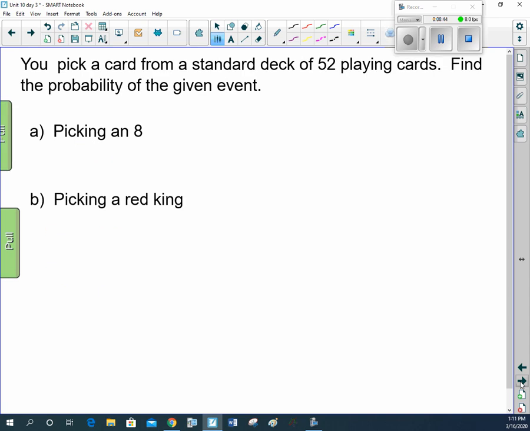Okay, you pick a card from a standard deck of 52 playing cards. Find the probability of the given event. So find the probability of picking an 8. Okay, well, what's our total outcomes? There's 52 cards. And you want, so this is pick an 8. So how many 8s are there in a deck? There are 4. So 4 out of 52 would turn out to be 1/13.